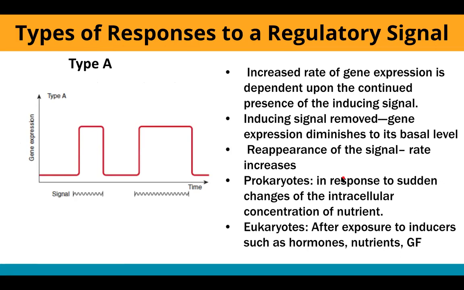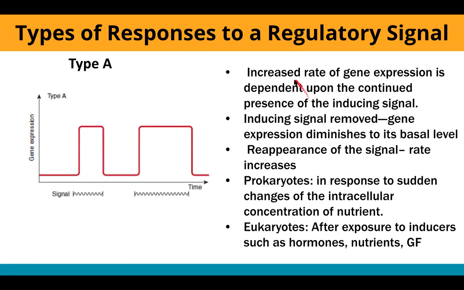So we have types of responses to a regulatory signal. Now, gene expression regulation involves signals. It will signal the genes to express or not express. Now we have several behavioral types of responses to a regulatory signal, and one of them is type A. We have three types: type A, B, and C.